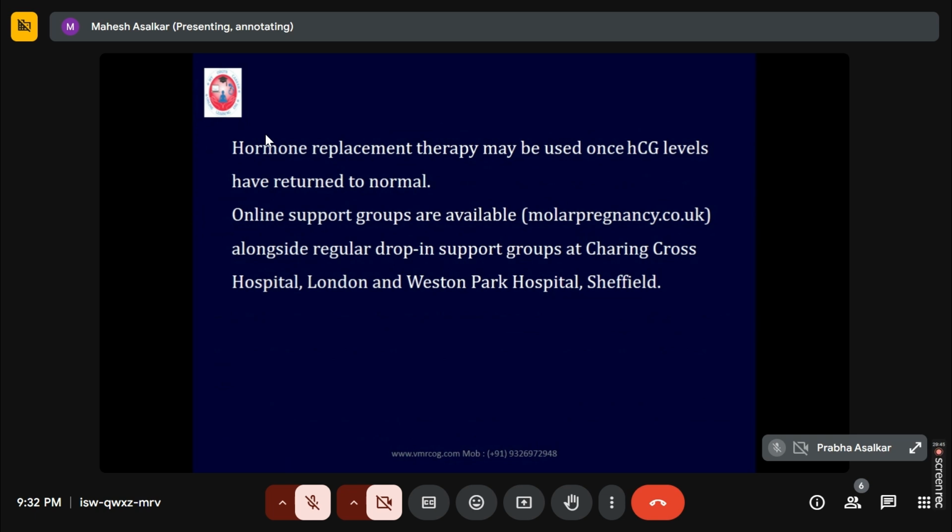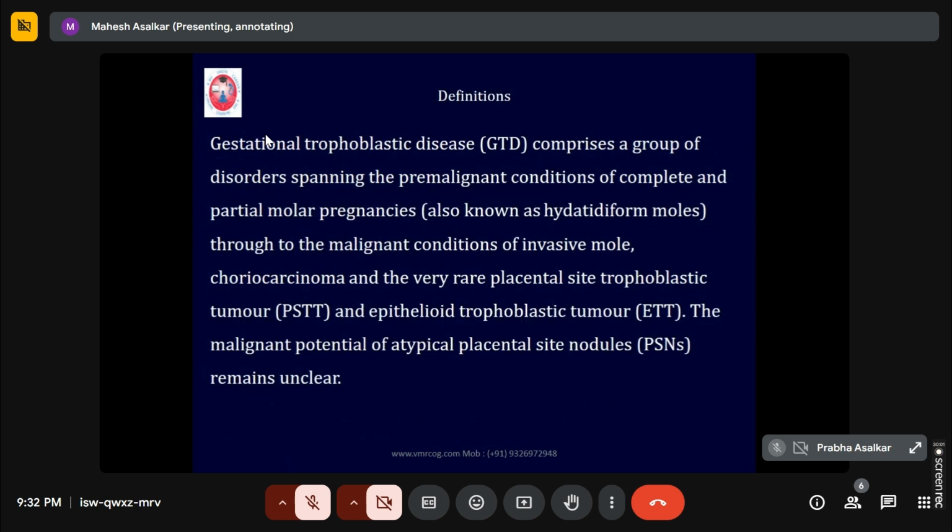Online support groups are available, especially important for part 3: molarpregnancy.co.uk. This is an online support group, and alongside it, regular drop-in support is available in various hospitals, that is Charing Cross Hospital London and Weston Park Hospital Sheffield. Now this summary is over. Now we'll go into the details of these guidelines.